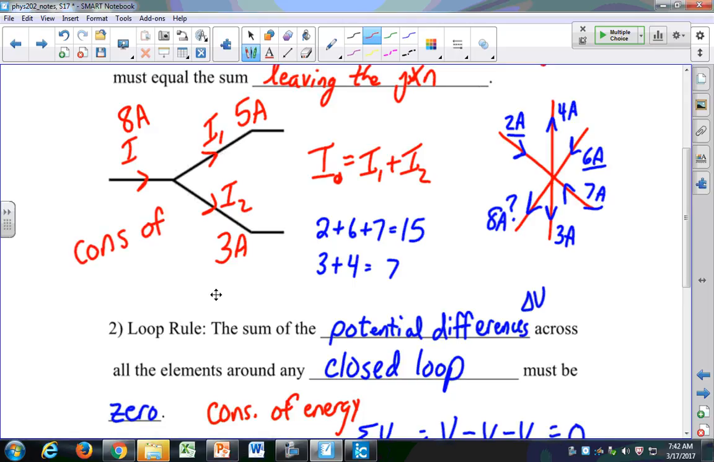You'll recall I said it, but I didn't write it down. Y'all remember? It's the conservation of charge. I can't lose charges, just wherever. All right, so those are our loop rule and junction rule.